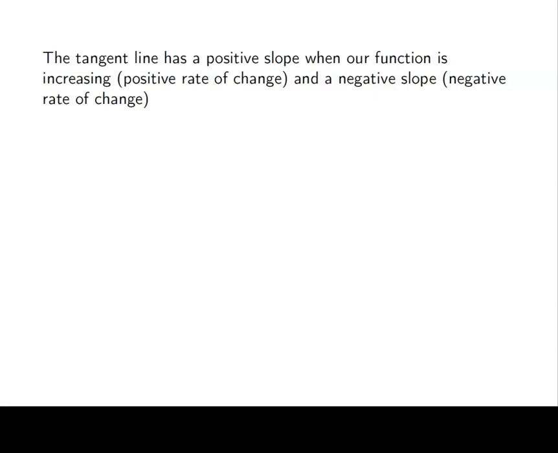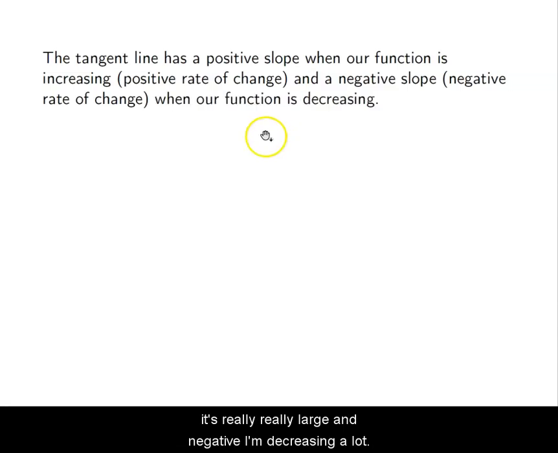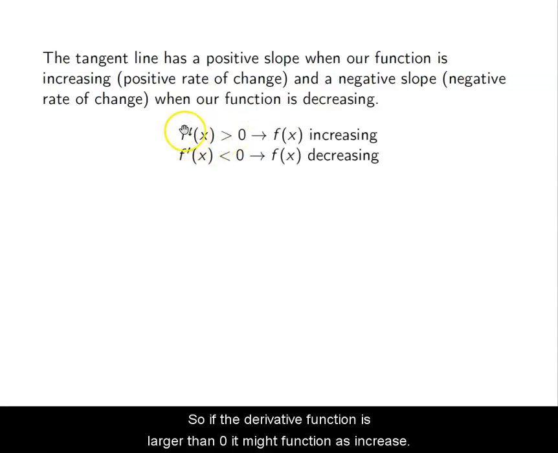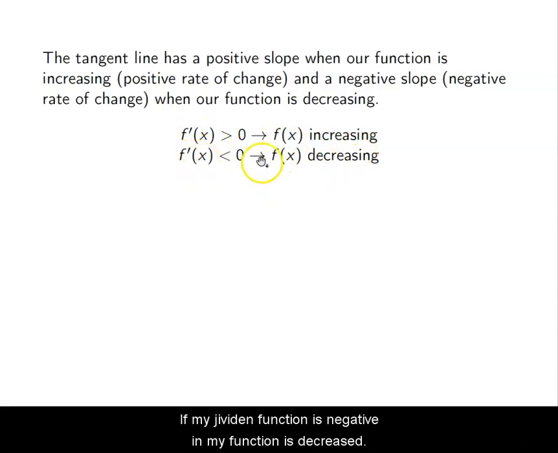If the slope of the tangent line is positive, I am increasing. If the slope of the tangent line is very large, that means I'm increasing very quickly, right, for my function. If the slope of the tangent line is negative, that means that my function is decreasing at that point. And if it's really, really large and negative, I'm decreasing a lot. Okay. So if the derivative function is larger than 0, then my function is increasing. If my derivative function is negative, then my function is decreasing.